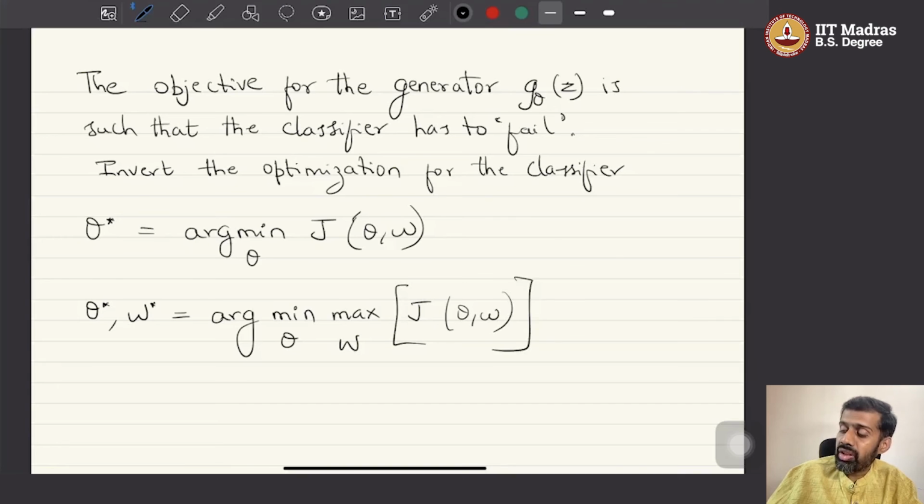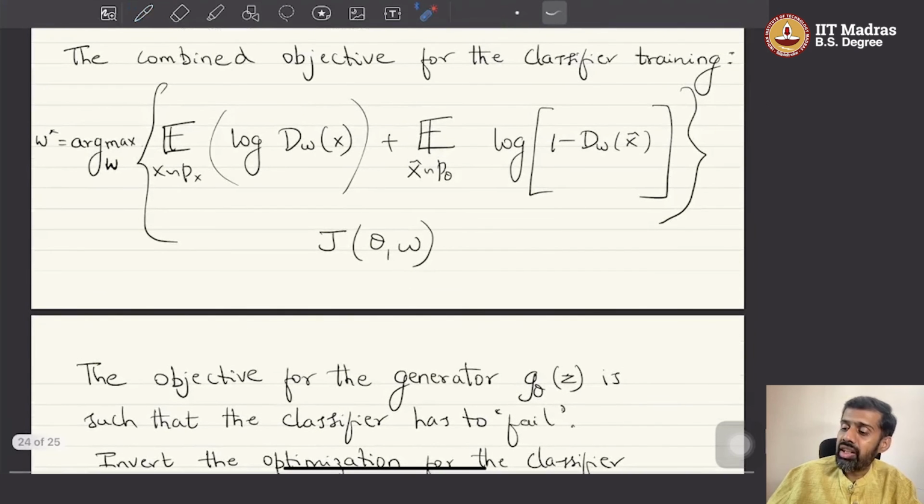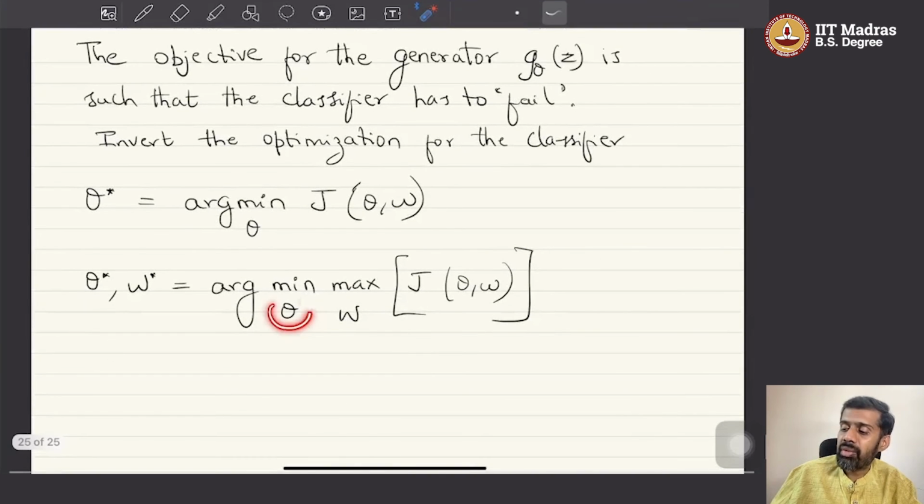And what is this objective function? This objective function is trying to classify between the samples of px and p theta. Whenever the samples are coming from px, it is giving you 1, and whenever the samples are coming from p theta, it is trying to give 0. We are trying to find the generator parameters such that the classifier fails, and we are trying to make the classifier learn the decision boundary such that the generated samples can be distinguished from the true data, right?